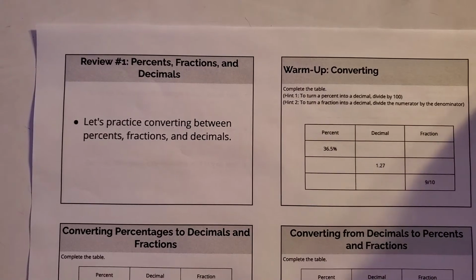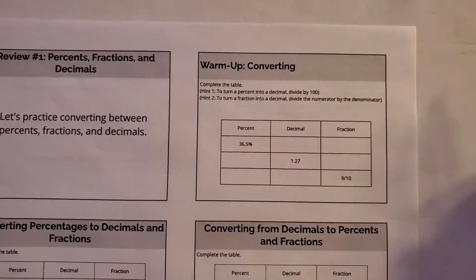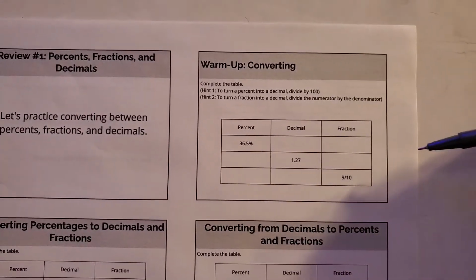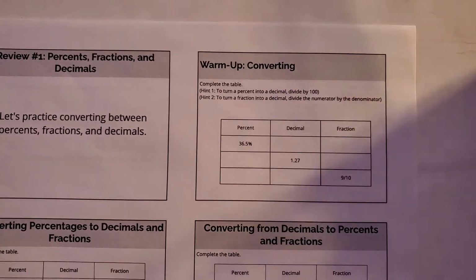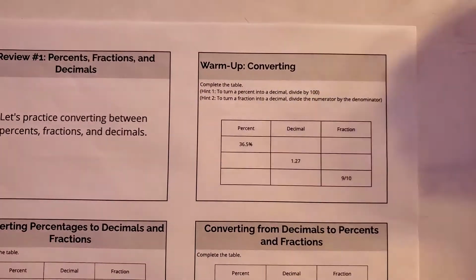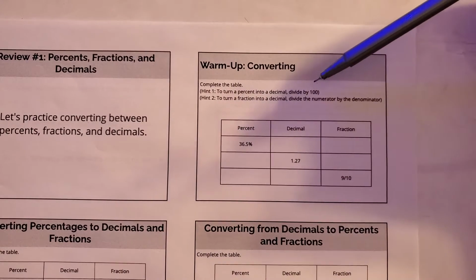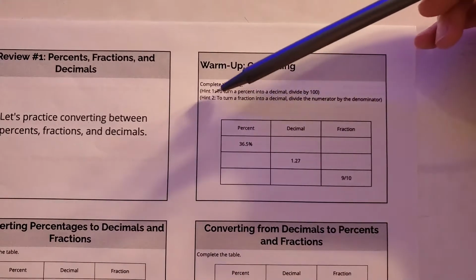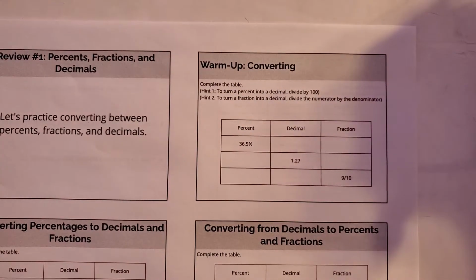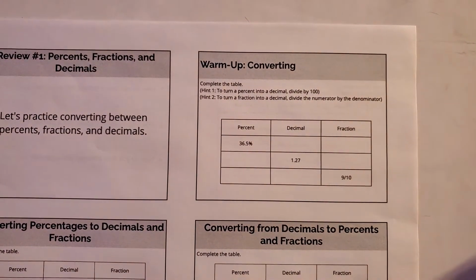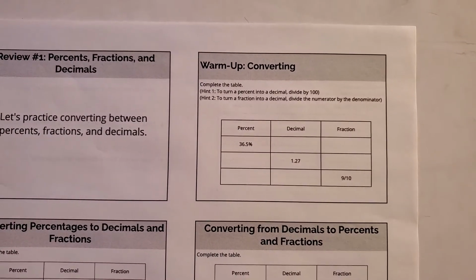fractions, and decimals. So let's look at our warm-up. We have a table that we're going to complete, and it has 2 hints. The first hint is to turn a percent into a decimal, divide by 100, and our second hint is to turn a fraction into a decimal, divide the numerator by the denominator. So we're going to use the hints and hopefully be able to figure this out. So take 5 minutes and try this yourself.